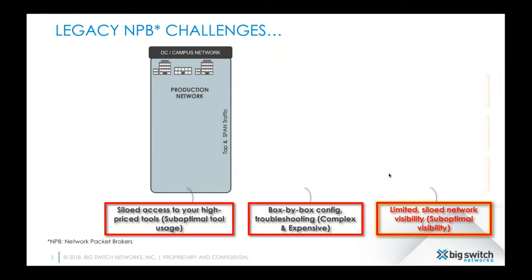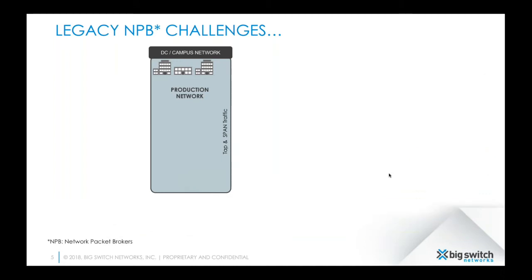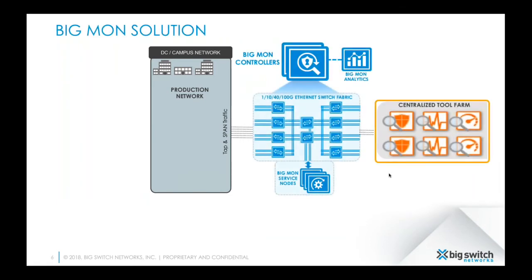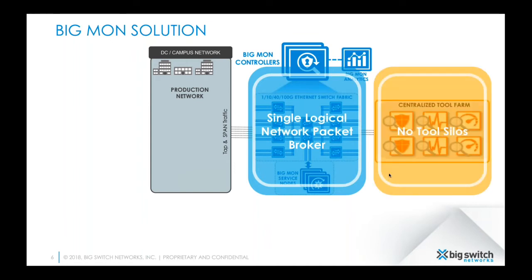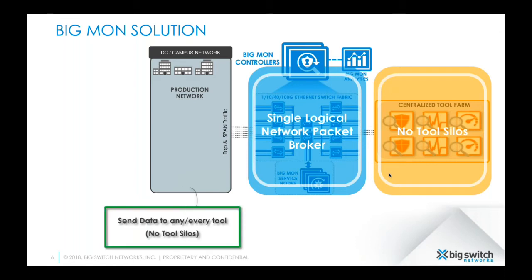So let's look at how Big Switch, or being more clear, how Big Monitoring Fabric solves these problems. What we are doing is we have a controller-based logical network packet broker. Open vendor switches are managed by the controller, giving a view of it being a logical network packet broker. Because of that, the tool silos that we had in the previous slide are now gone, and now you have a single centralized tool farm, which has complete visibility of your production network.